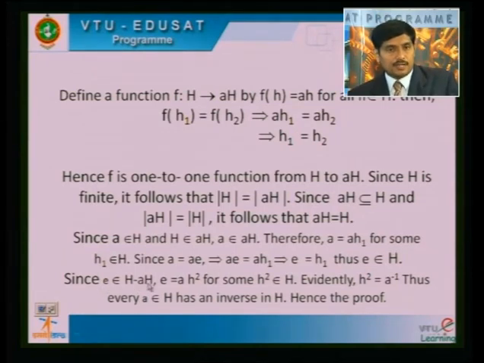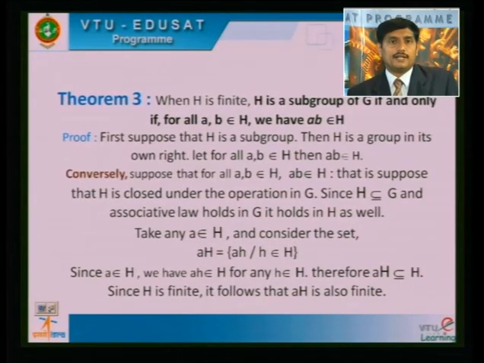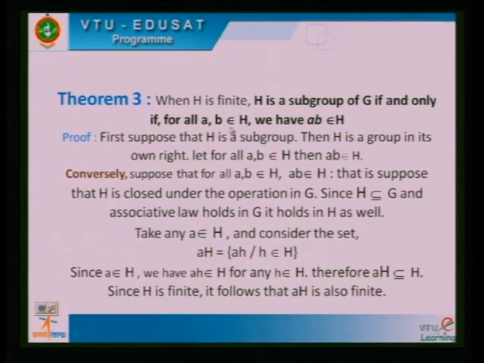Since E belongs to H, which equals AH, E can be written as A times h2, for some h2 belongs to H. Evidently, h2 is equal to A inverse. Thus every A belongs to H has an inverse in H. This is the proof for the other theorem: when H is finite, H is a subgroup of G if and only if for all A, B belongs to H, we have A B belongs to H.